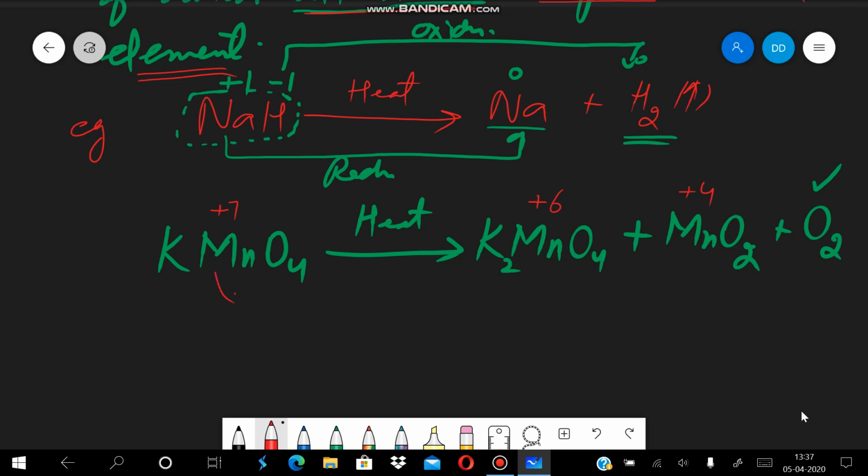So we can see that manganese undergoes a decrease in oxidation number, that is reduction, and oxygen undergoes an increase in oxidation number. Its oxidation number changes from -2 to 0 in case of oxygen, and therefore we can say that oxygen undergoes oxidation. So in the present case, potassium permanganate is undergoing a redox reaction in which it decomposes and forms three different products, out of which one product, that is the last one, O2, is in the elementary state.